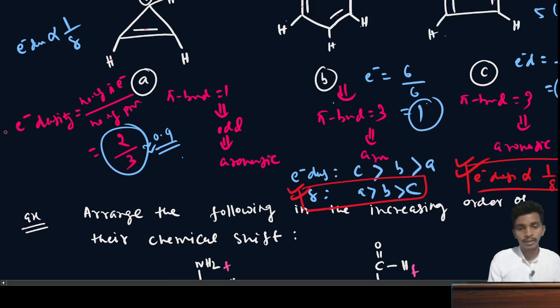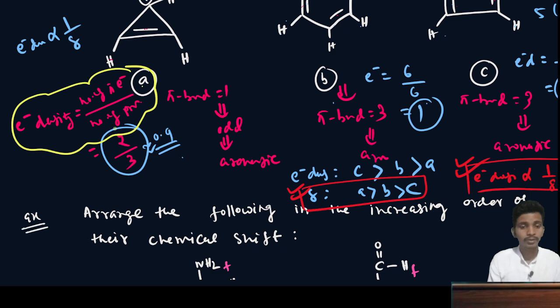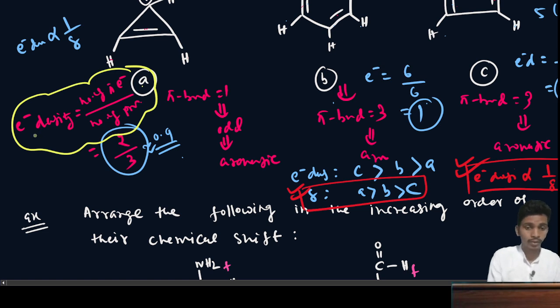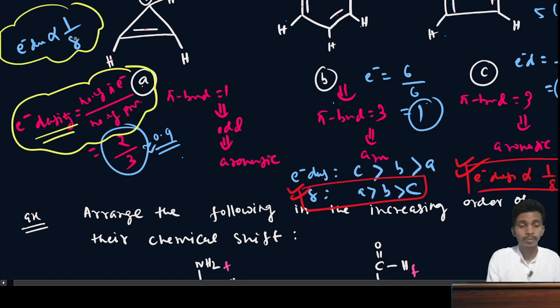Okay, so note that electron density is the number of pi electrons, not the number of pi bonds, upon the number of protons. First the number of pi electrons, then the number of protons. First the number of pi electrons upon the number of protons, that is equal to the electron density, and electron density is inversely proportional to the chemical shift.